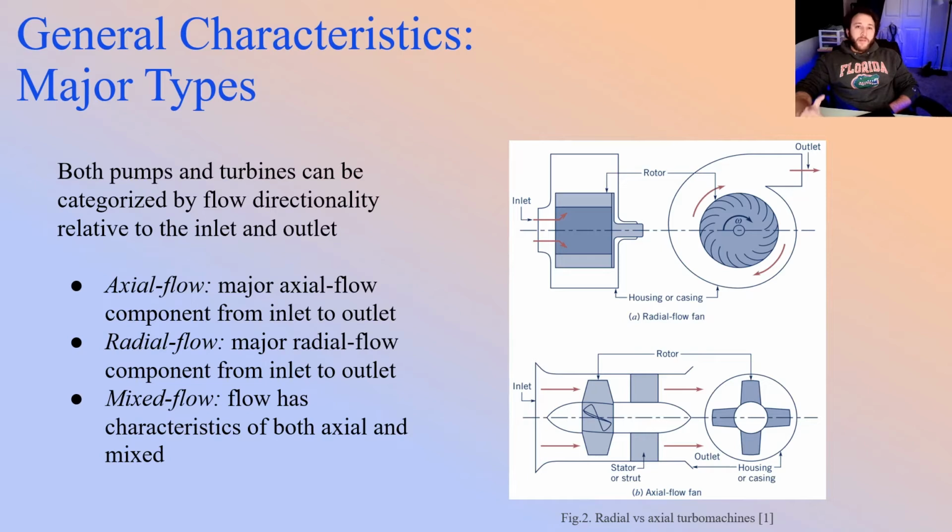Pumps and turbines can be broken down into three categories based on how the fluid moves through the flow passage. If the fluid moves through the flow passage in an axial manner, you have an axial flow turbo machine. If it goes through in a radial manner, you have a radial flow turbo machine. And if it's some combination of the two, you have a mixed flow turbo machine.